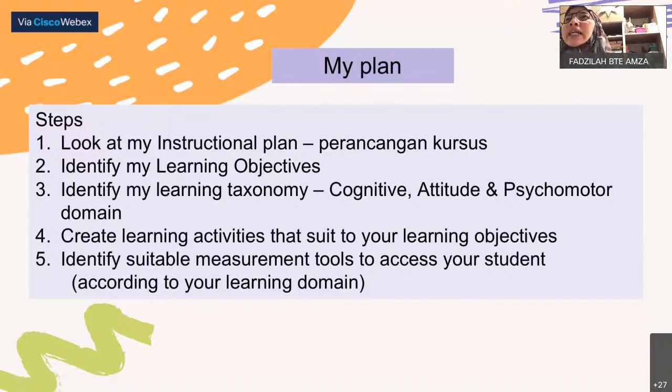Kalau kita nak plan kita punya learning towards the instructor, behaviorist, connectivist, constructivist, again kena tengok balik perancangan kursus lah. Okay, tengok learning objective and then kita identify kita punya learning taxonomy: cognitive, attitude and psychomotor. And then dari situ baru we can create learning activities that suit kita punya learning objective lah. Alright.